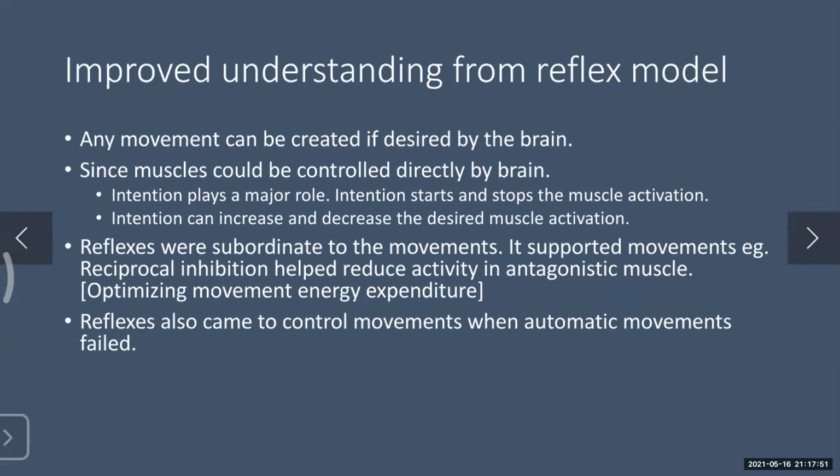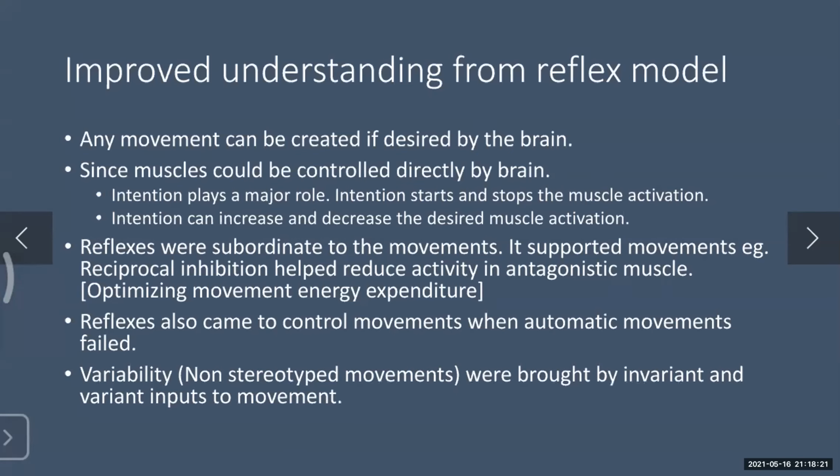And the second one is that reflexes also came to control movement when automatic movements failed. When automatic movements were happening and they failed, immediately the reflex came in and helped in controlling the movement. So it is something like a dual control system: when one fails, the other is there as a backup. That's how reflexes slowly started going back, and the motor program theories started coming.